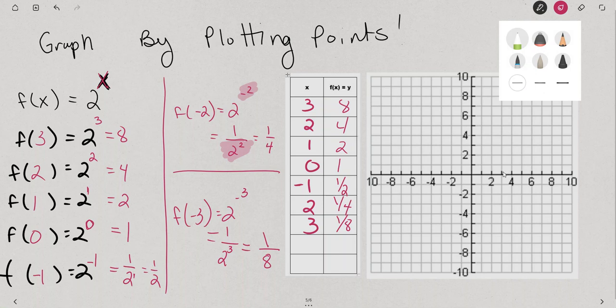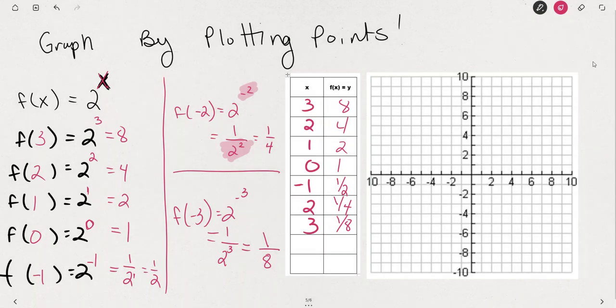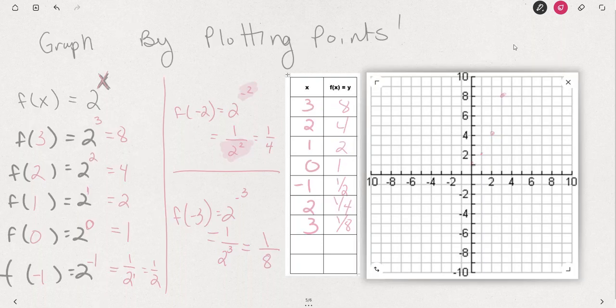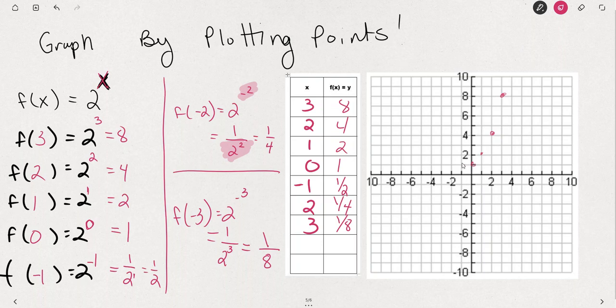I can go about plotting them, and here's what that would look like. The point 3, 8, 2, 4, 1, 2, 0, 1, negative 1, 1/2. Oh, I'm sorry, I left the negatives off here. Negative 2, 1/4. You see what's happening is we're getting really, really close to the axis there, but we're never going to actually cross the axis.